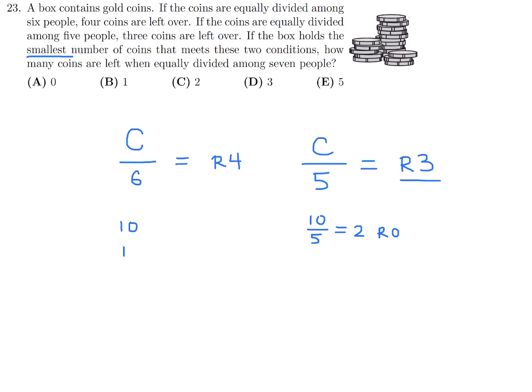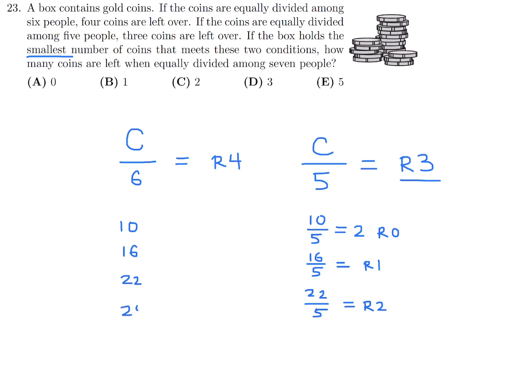How about if I choose the next one, which is 16? 16 divided by 6 does indeed leave a remainder of 4, but 16 divided by 5 would give a remainder of 1. So that's no good. How about the next one, 22? 22 divided by 6 does give a remainder of 4 over here, but 22 divided by 5 gives a remainder of 2. Okay, let's keep going.